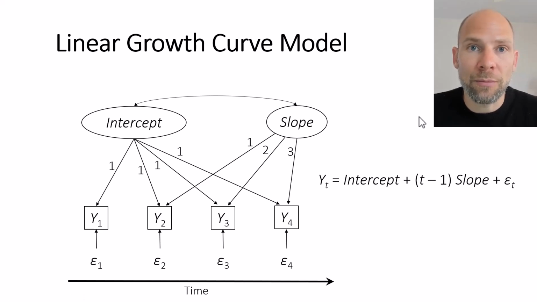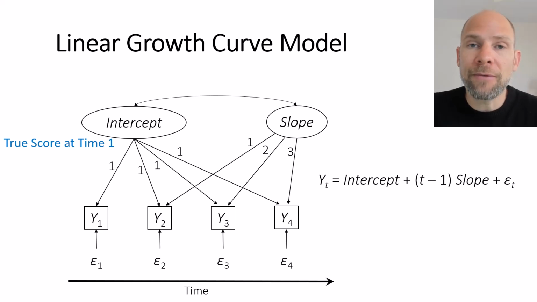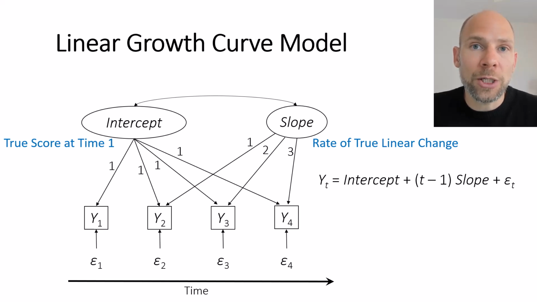There's an intercept factor component for all variables, and there's a slope factor component for all variables that are measured past time 1. Now, how do we interpret those latent factors? The intercept factor can be interpreted as the true score at time 1. So that's a variable that represents true inter-individual differences, for example, in school achievement or intelligence at time 1. The slope factor gives us the rate of true linear change that can differ between individuals. So some individuals may change a great deal, other individuals may change not at all or very little.